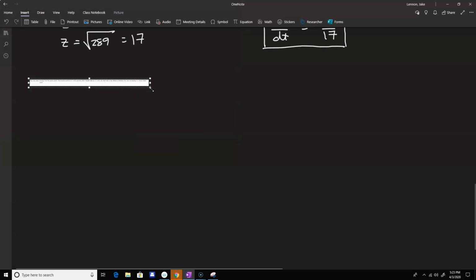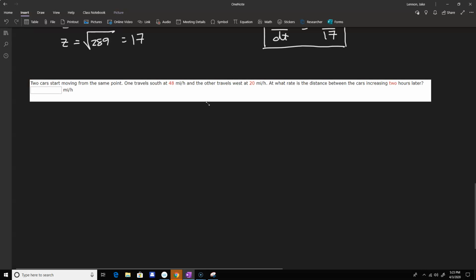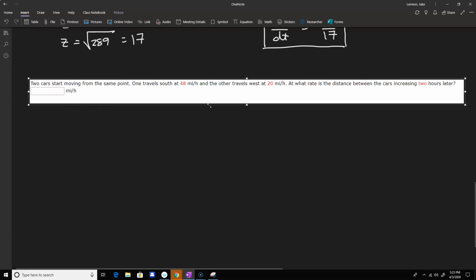So in this one we have two cars moving from the same point. One is traveling south at 48 miles per hour and the other is traveling west at 20 miles per hour. At what rate is the distance between the cars increasing 2 hours later? So this is going to be very similar to the previous problem, but actually only two sides are going to be changing. No, all three sides of the triangle will be changing, so it will be very similar.